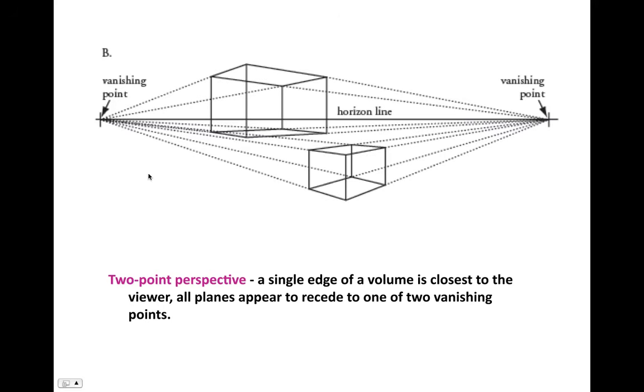So the lines that are parallel, such as this top line and this bottom line, go to one vanishing point. Anything that is parallel with these two lines is going to go to that vanishing point. Anything that's parallel with these two lines is going to go to a second vanishing point. Notice that these vanishing points are still on the horizon line.